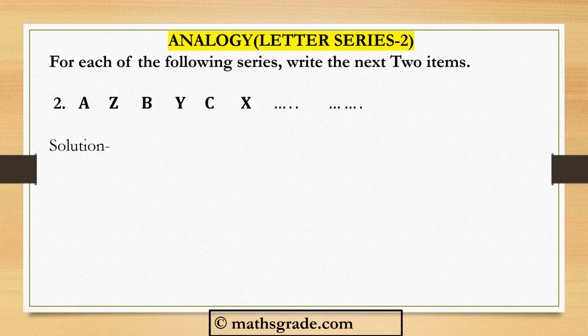Now question number 2. The letter series is A, Z, B, Y, C, X. We have to write the next two items. If we observe this carefully, the first, third, and fifth place letters are in the forward direction, that is, consecutive letters: A, B, C, and after C it will be D.